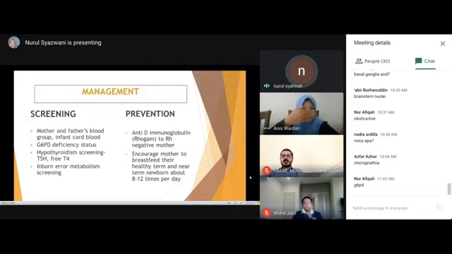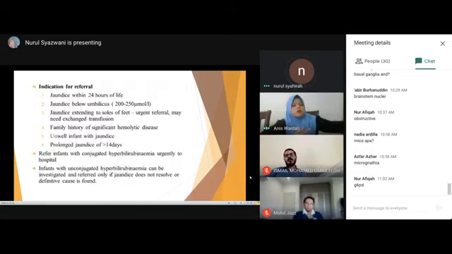And then for the indications for referral to hospital, first is jaundice within 24 hours of life. Then jaundice below the umbilicus, which indicates about 200 micromole per liter. Jaundice extending to the soles of the feet needs urgent referral, and also this baby will need exchange transfusion as treatment. And then there's a family history of significant hemolytic disease, the infant is unwell with jaundice, and also prolonged jaundice of more than 14 days.